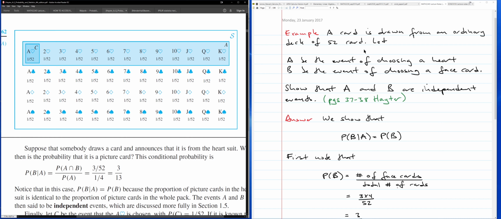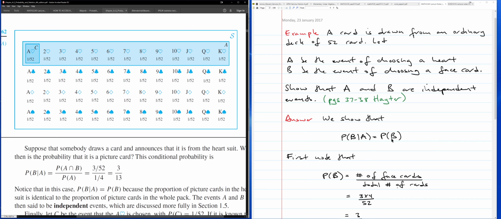All right, let's look at this example, which will give us two independent events A and B. We have a single card drawn from a deck of 52 cards, and you see an illustration of your 52 cards here. A is the event of choosing a heart, and B is the event of choosing a face card. We want to show that A and B are independent events. To show this, we can use the condition that the probability of B given A has occurred is equal to the probability of B.